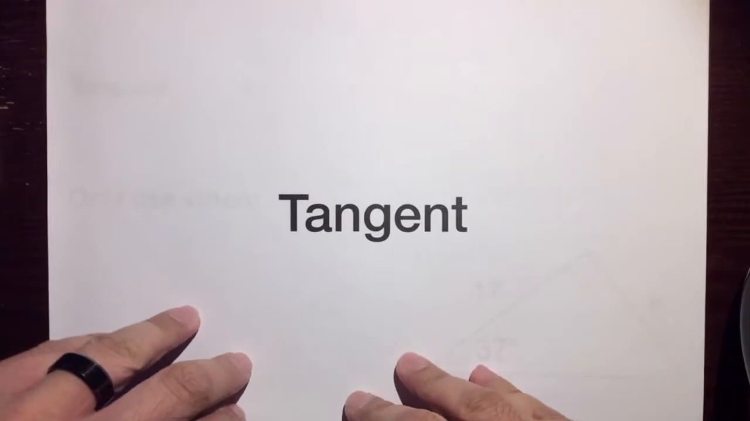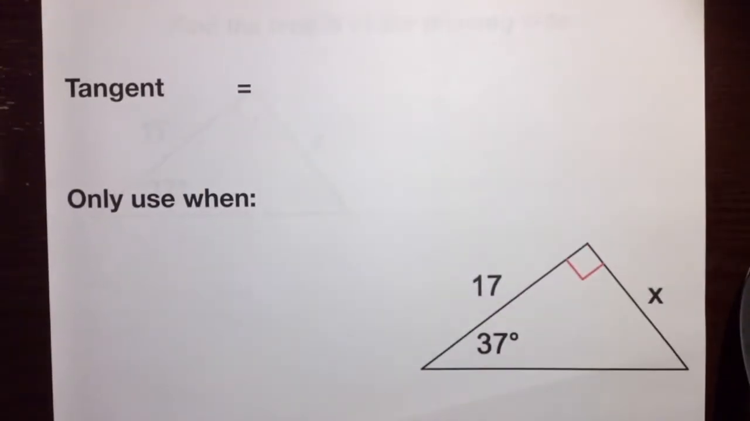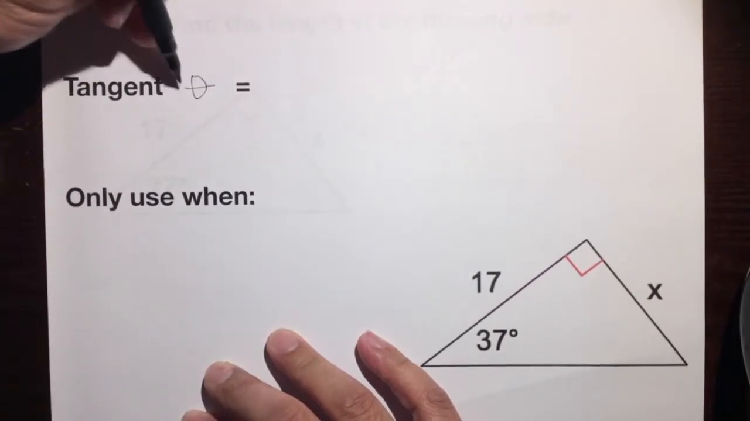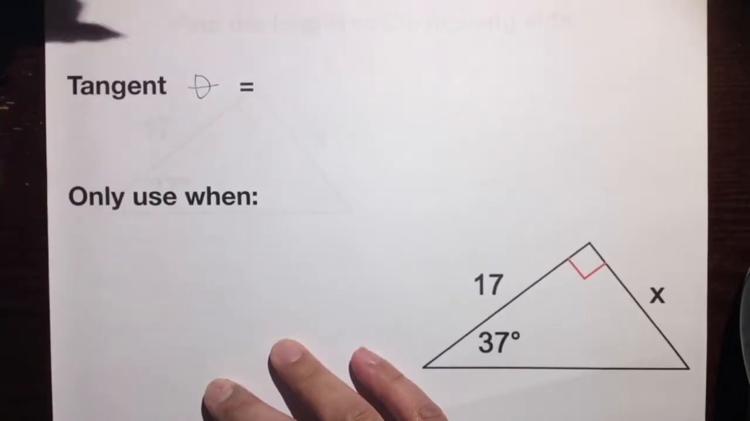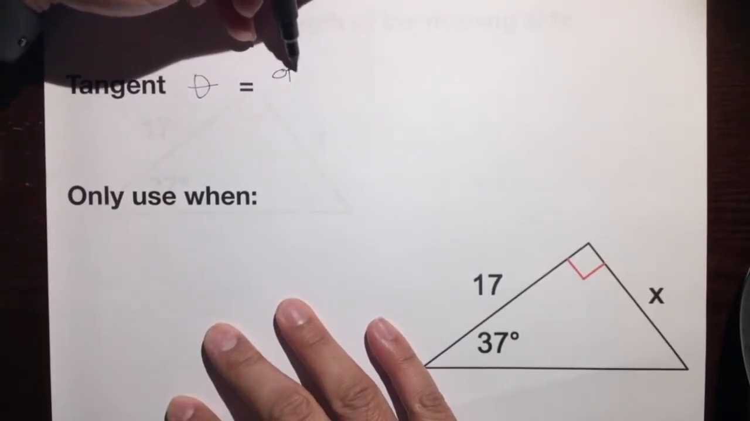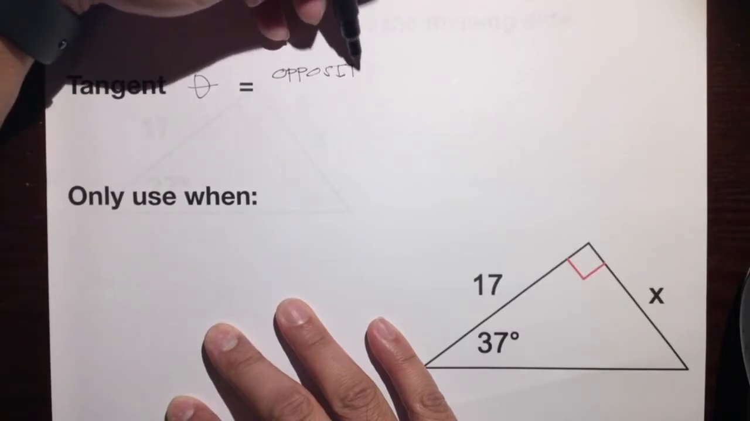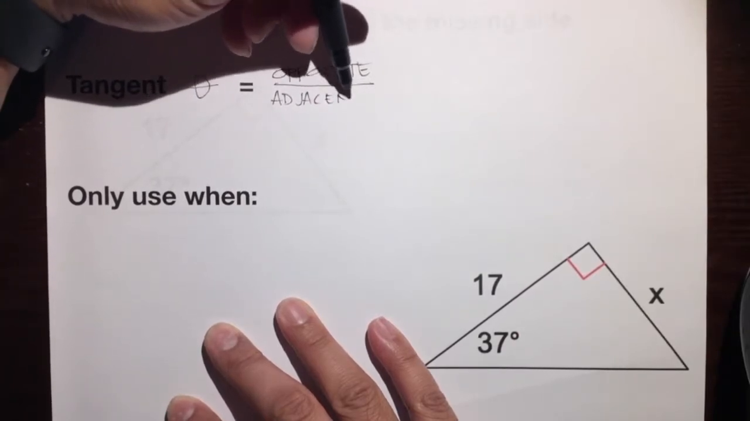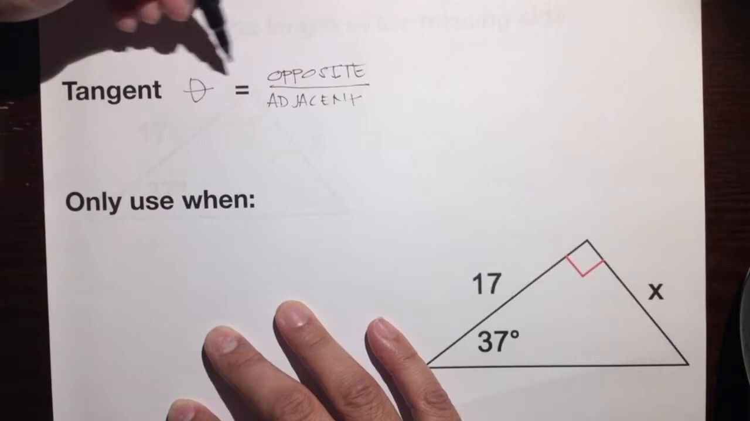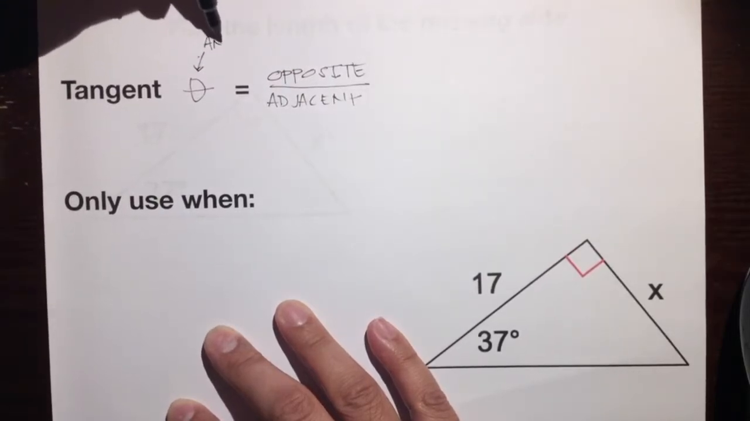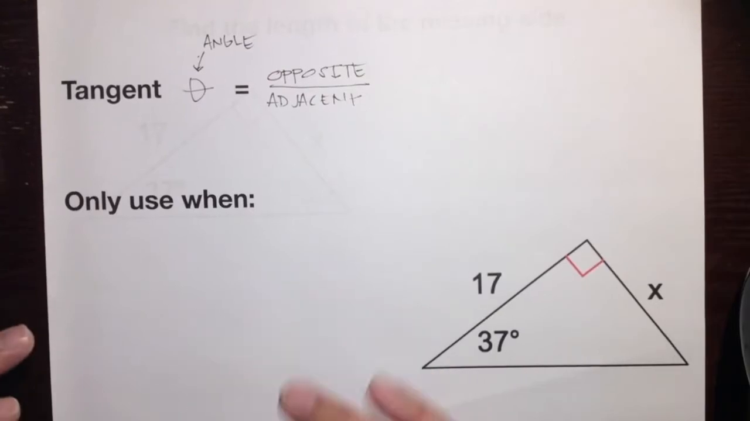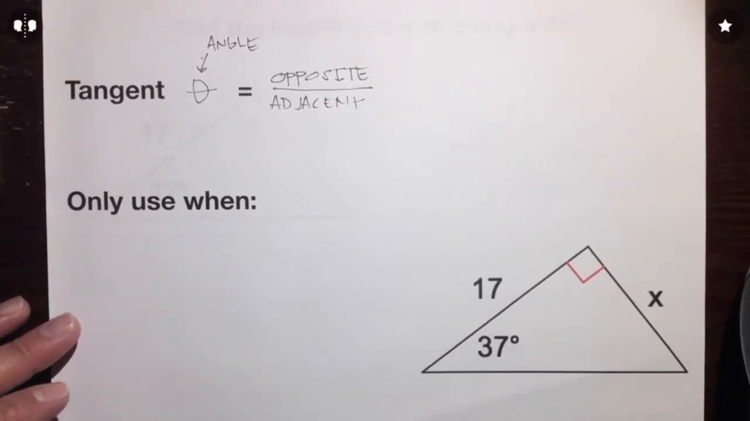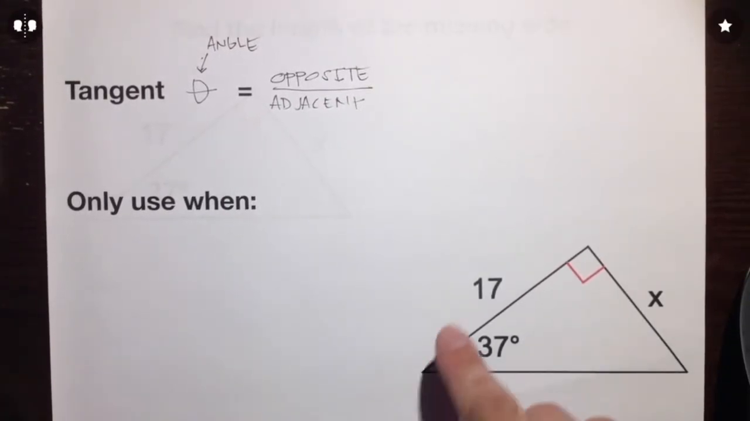Okay, so tangent. If you've seen the previous video that I made, tangent theta is the opposite side over the adjacent side to theta, which is an angle. Okay, so this is the angle. Tangent is opposite over adjacent, and you're going to use this only when, well, let's look at this triangle.